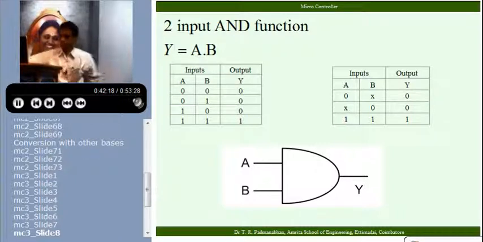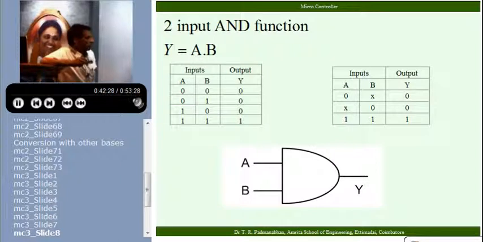The simplest AND function will have two inputs. It is represented like this. If A and B are the two inputs, Y is the output, Y is A dot B. That's how you represent a simple AND function. I have given the possible input values and the output value. Input A is 0, B is 0, output is 0. Output will be 1 only if both inputs are 1. That's the characteristic of an AND function.